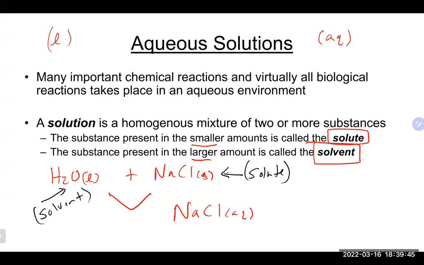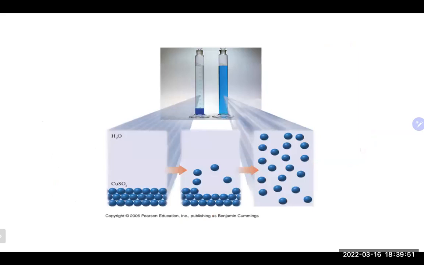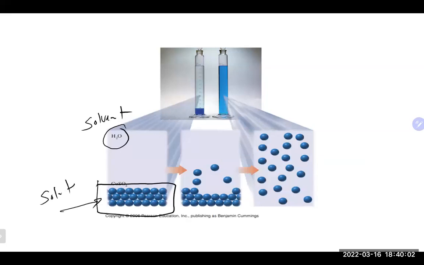So a solution has two parts, the solute and the solvent together make a solution. And here's an example of that. Here, the water is our solvent. The copper(II) sulfate, the blue circles there, is our solute. And you can see once we put it in there and start mixing, we get this nice, pretty blue solution, which would be an aqueous solution in this case of copper(II) sulfate.